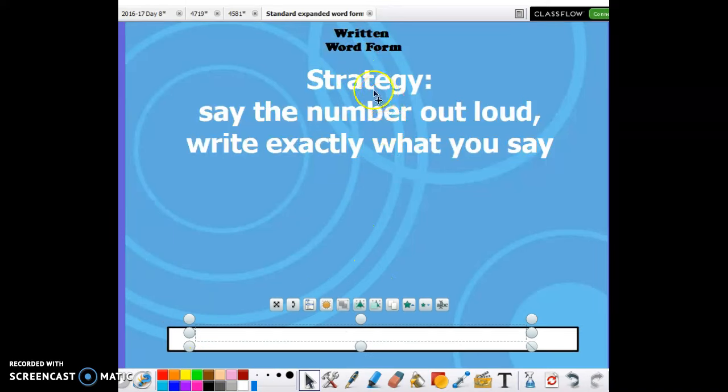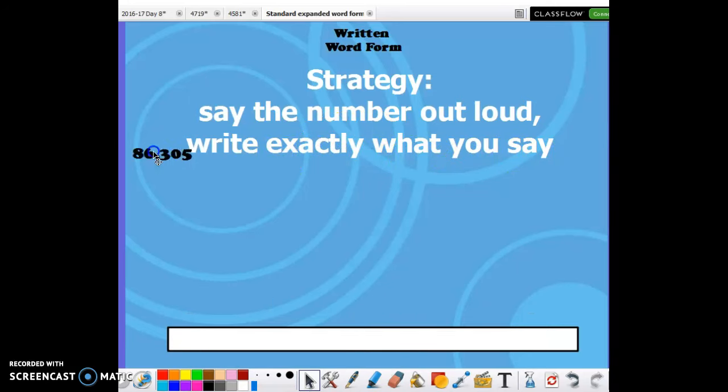If you're looking to write a number in written word form, you just need to do this. Say the number out loud. Write exactly what you say. Try it in a deep voice. Say the number out loud. Write exactly what you say. And in a squeaky voice, say the number out loud. Write exactly what you say. Which, when you have a standard form number, works perfectly. Not a problem at all.